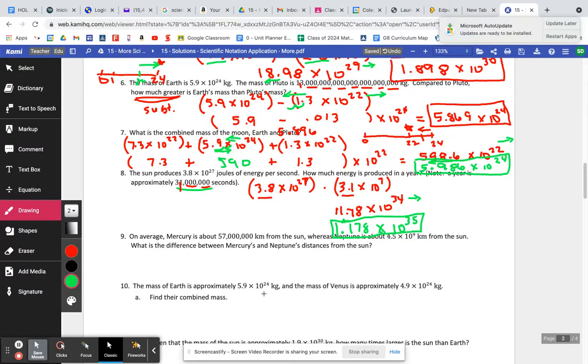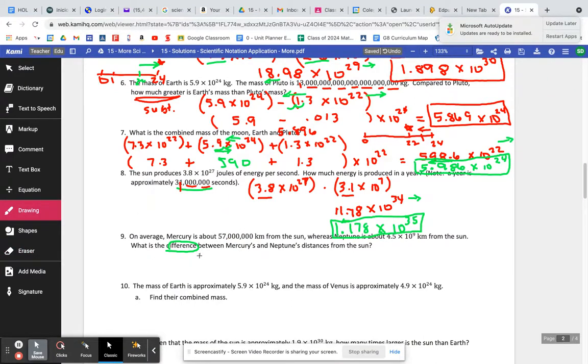Number 9, on average, Mercury is about 57 million kilometers from the sun, whereas Neptune is about that big number from the sun. What's the difference? Okay, the difference. So we want to subtract these. What's the difference between Mercury and Neptune? Okay, I think I'll take the bigger one minus the smaller one. This one is the bigger one. It has 9. If we move that once, it would have 8 more zeros, whereas this one only has 6 more zeros. So the 4.5 times 10 to the 9 is the bigger number.